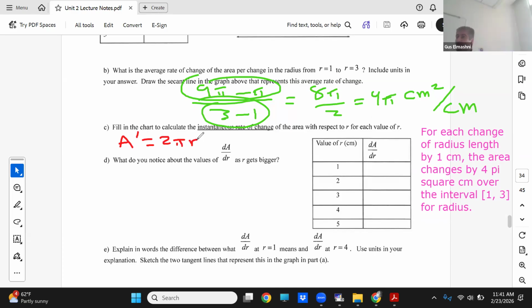Circumference. So the circumference, well, it's 2 pi r. That's circumference. Circumference is the derivative of area. So if I plug in 1, I get 2 pi, and it's just going to be linear: 4 pi, 6 pi, 8 pi, 10 pi. So what do you notice about the values of dA/dr? They increase in a linear fashion.